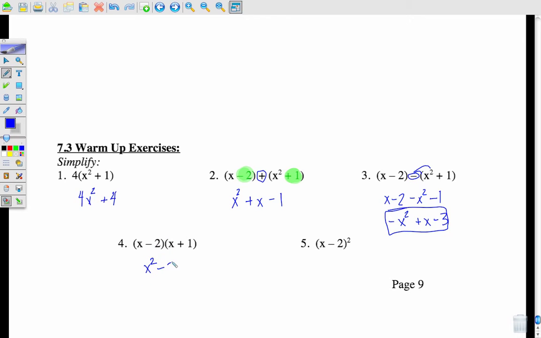Multiplication. This is double distribute. Double distribute, you end up with an x squared minus 2x plus x minus 2. That's taking this x into everything, and then taking this negative 2 into everything. Combining like terms here, you should get an x squared minus x minus 2.